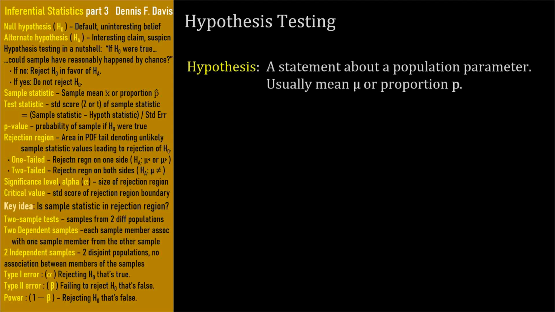Here's a definition. A hypothesis is a statement about a population parameter. Usually it's mean mu or proportion p. In hypothesis testing, there are two hypotheses we're considering. One is called the null hypothesis and has the symbol H sub 0, which is often further contracted to H naught, naught being another word for 0. I'll mostly say H naught for null hypothesis. I'll provide examples in just a moment.